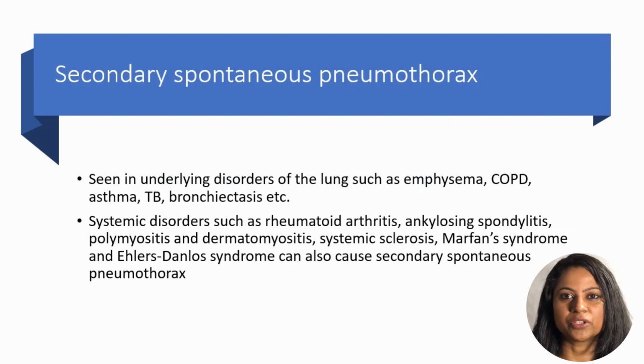Secondary spontaneous pneumothorax can be seen with underlying conditions of the lung, such as bronchiectasis, tuberculosis, asthma, COPD, etc. Some systemic disorders of connective tissue like Ehlers-Danlos syndrome, Marfan syndrome, rheumatoid arthritis, and ankylosing spondylitis are common causes of secondary spontaneous pneumothorax as well.